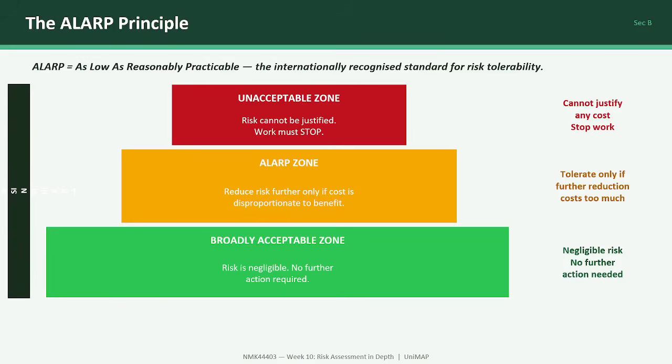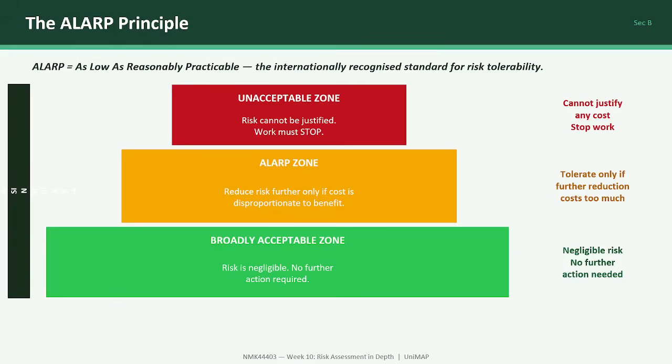At the top, the unacceptable zone. Risk at this level cannot be justified under any circumstances, regardless of cost or benefit. If a hazard falls in this zone, work must stop until the risk is reduced. There is no cost-benefit argument here. The risk is simply too high to tolerate. An extreme score of 20 to 25 on the 5x5 matrix typically falls in this zone.